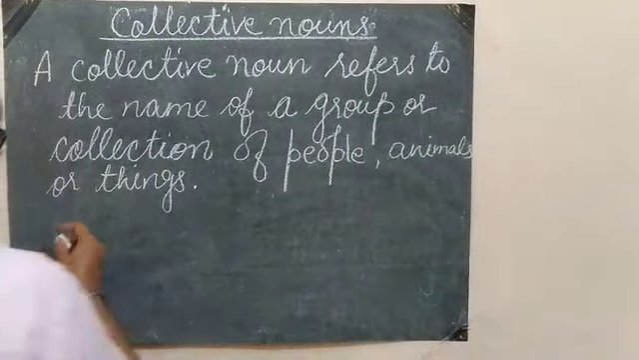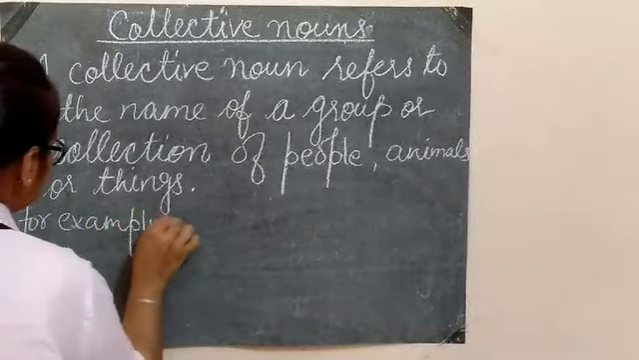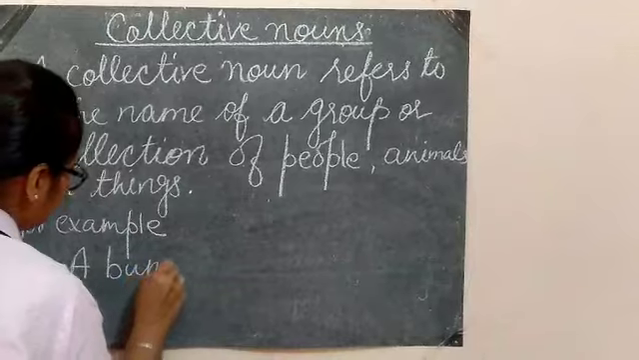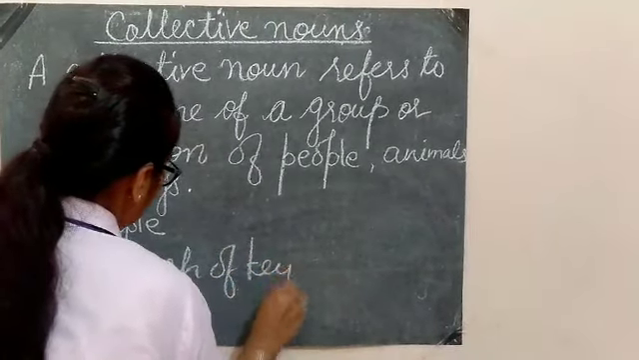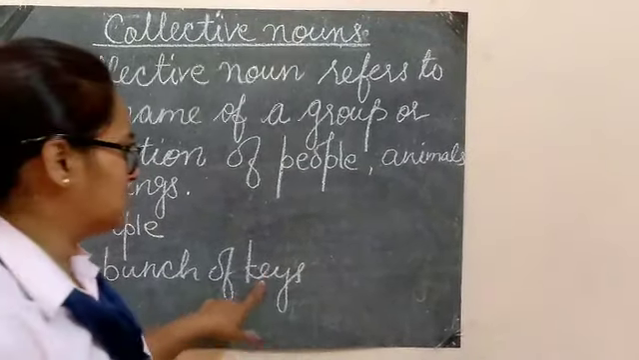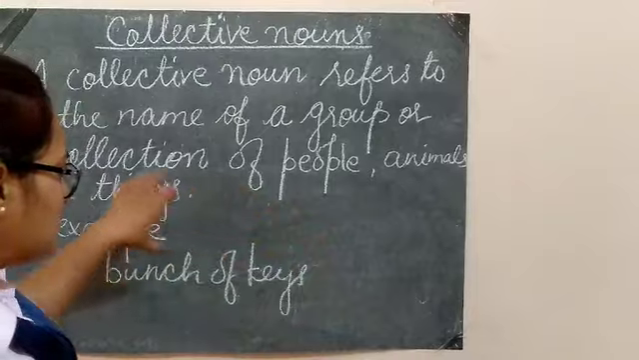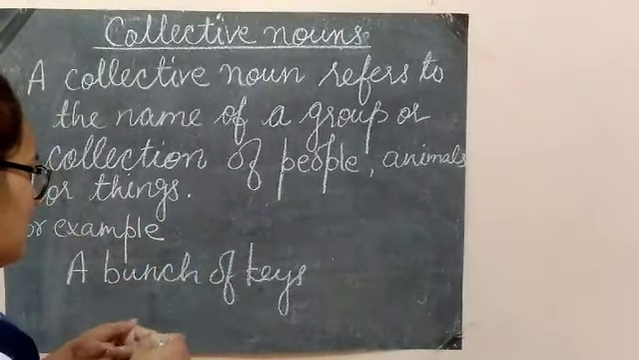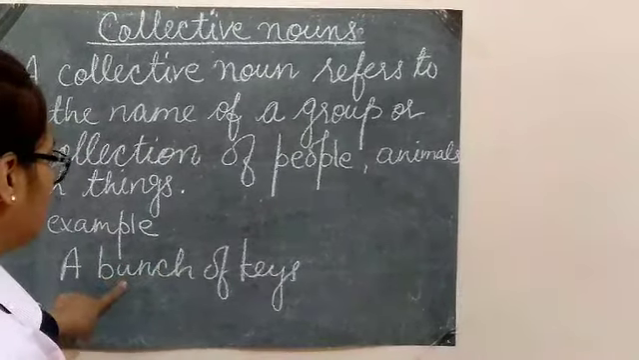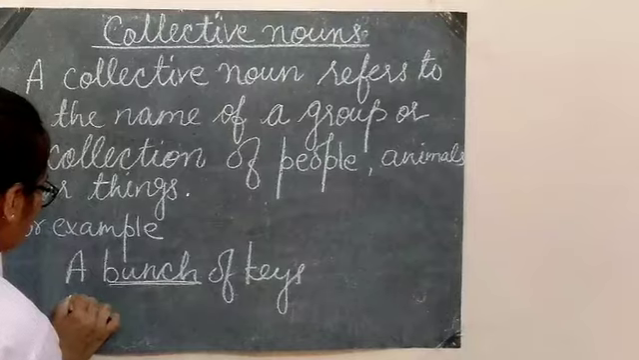Clear? So for example, here, keys. A bunch of keys. Keys are a common noun. So when we take many keys, the collection or group of keys is called a bunch. So bunch is a collective noun. Clear?